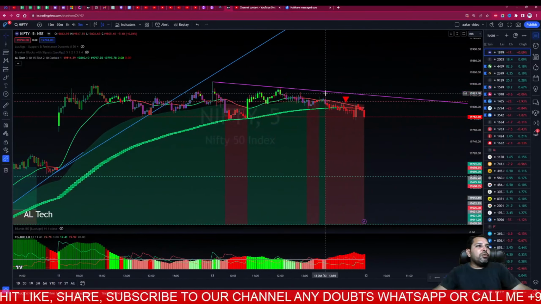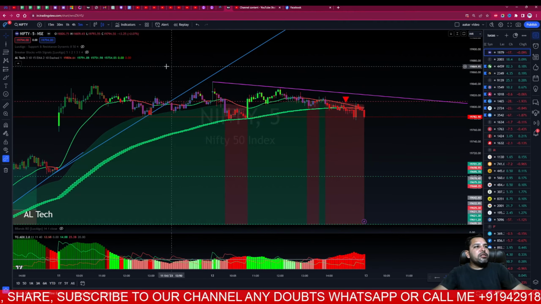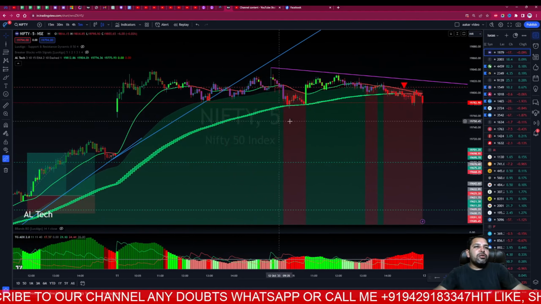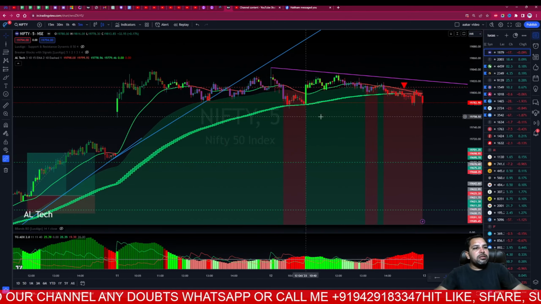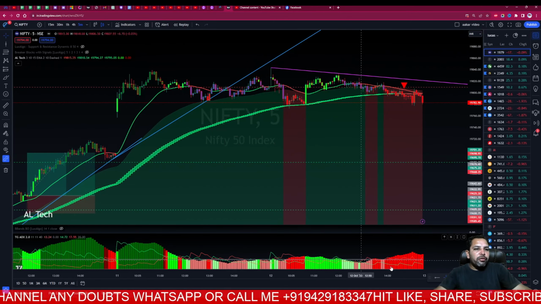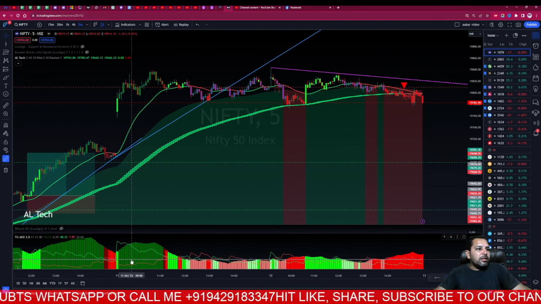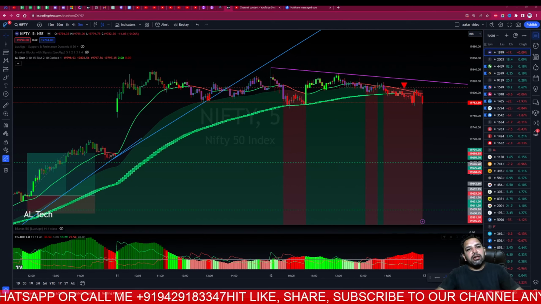This I already told you. This is the consolidation zone. If you get any signal in this consolidation zone, please ignore those signals, right? How you can confirm the consolidation zone? Here in ADX, there is a 20 center line. This gray color, you can see the 20 center line, right?